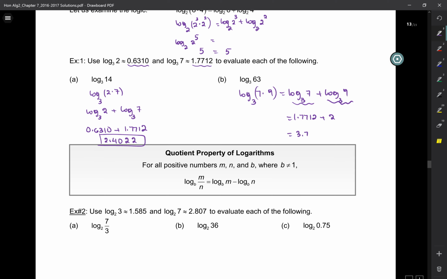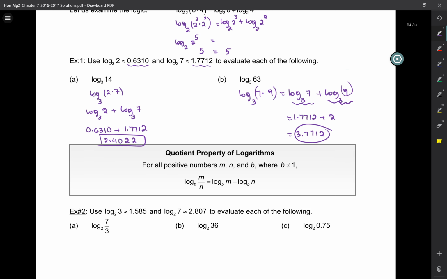So this is 3.7712. Well, so we can rewrite it. This is a 3 squared. Remember? And now this and this go away. So it's just a 2. Or what is the exponent of 3 that will give you a 9? 2.